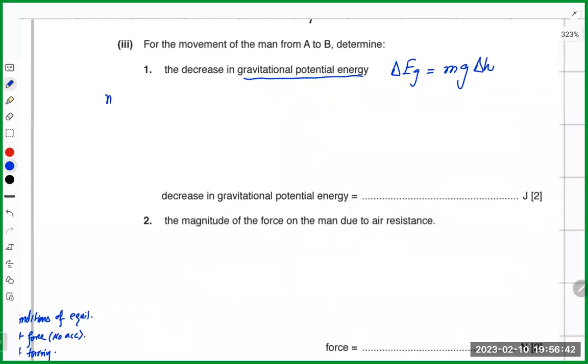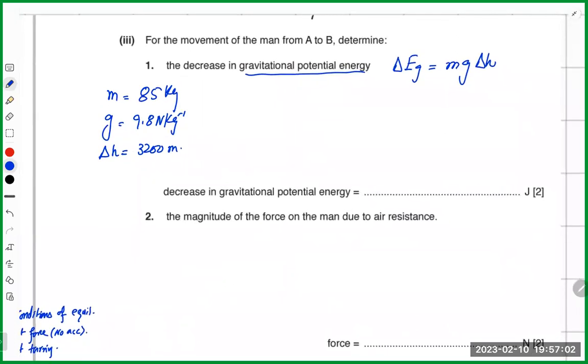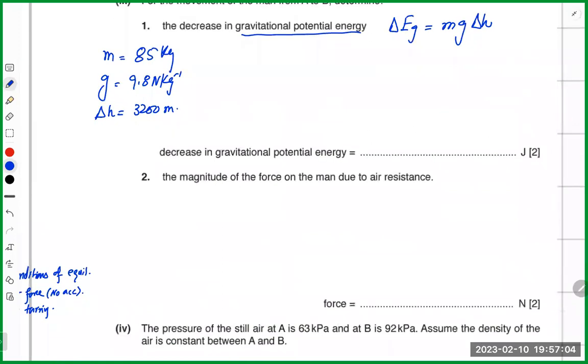The mass of the person is given as 85 kg. g is 9.8 newtons for each kg. And the change of height, as we have calculated in the previous part, is 3,200 meters. Use this to find the change in gravitational energy. Then, the decrease in the magnitude of the force on the man due to air resistance.